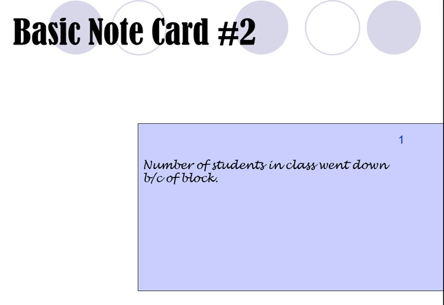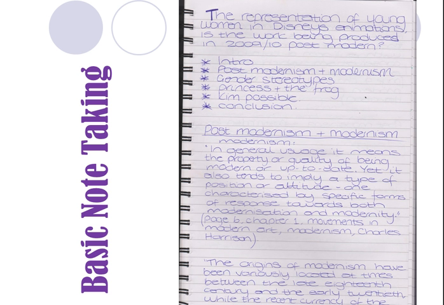Here's another basic note card. It's just a random fact that I got from the information. Number of students in class went down because of block. Notice I'm using abbreviations in these notes, but they're ones that I understand. And this is a general statement. I don't have to have tons and tons of information on each note card.